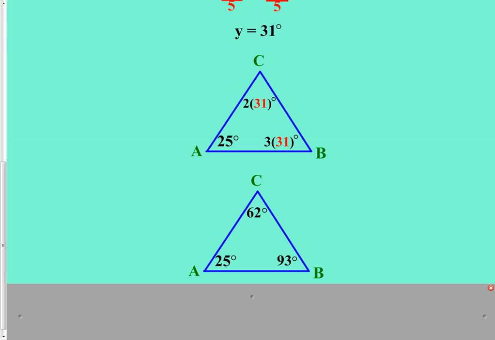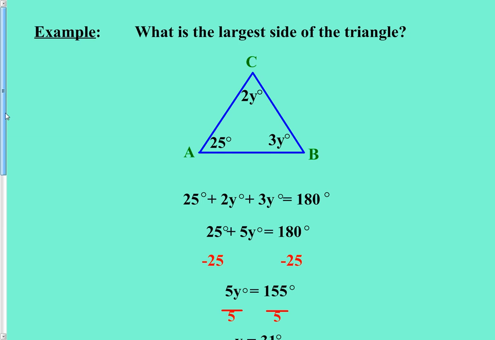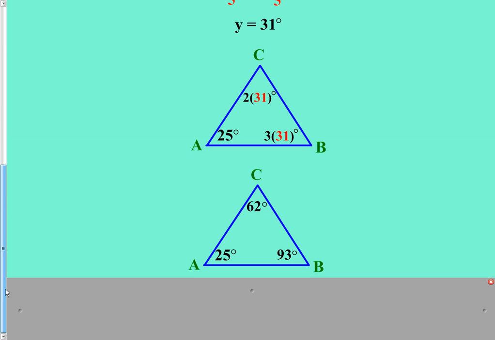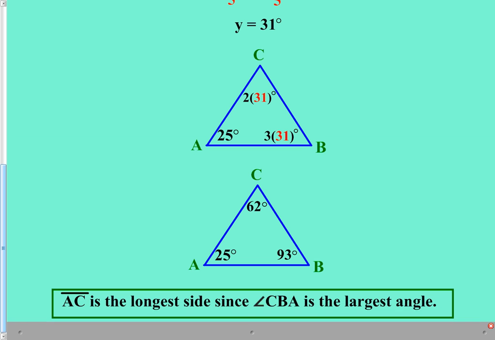Now, the question is asking, which is the largest side of the triangle? Well, where should we look for the largest side of the triangle in this picture? The largest side of the triangle should always be across from the largest angle. And the largest angle is angle ABC. So that is going to mean that the largest side is going to be line segment AC.